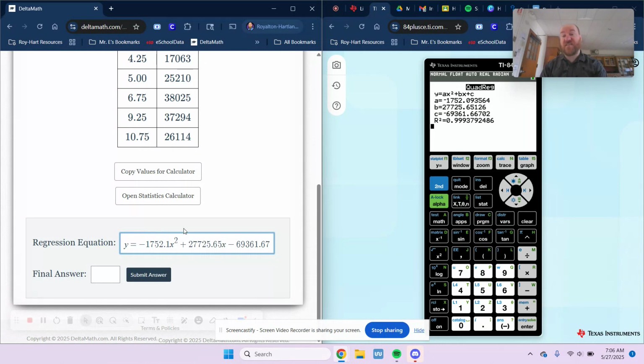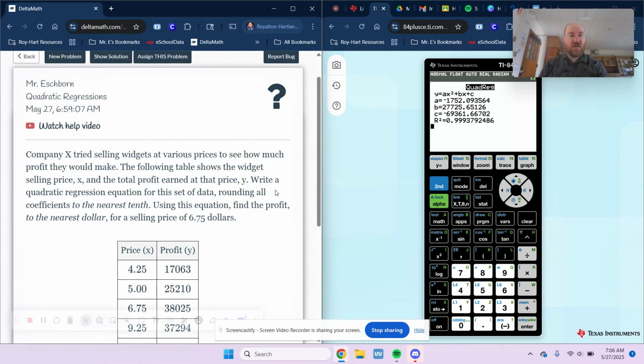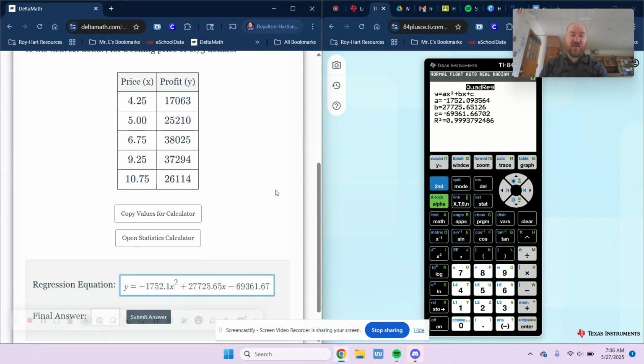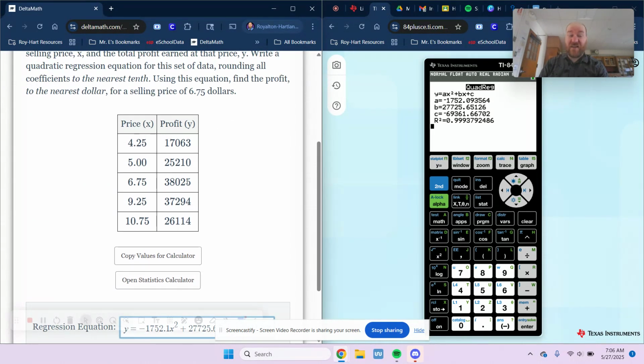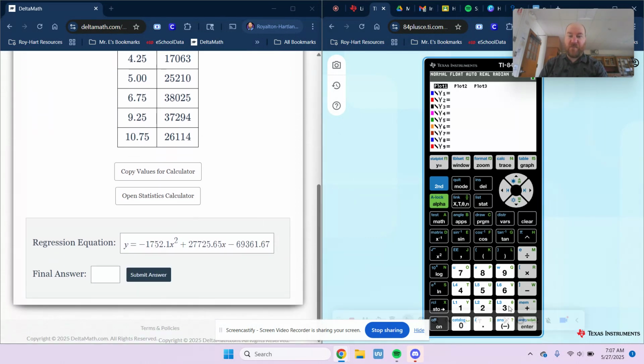The calculator says this is the best equation to represent all those dots. And now they want to know, what is the profit for $6.75? So $6.75. Now we already have that value in the table, but they want us to use the equation to make this prediction, not something that's already happened. So we need to take this equation and we need to plug in 6.75. So to do that, I'm going to go to y equals, and I'm going to type the equation we just got.